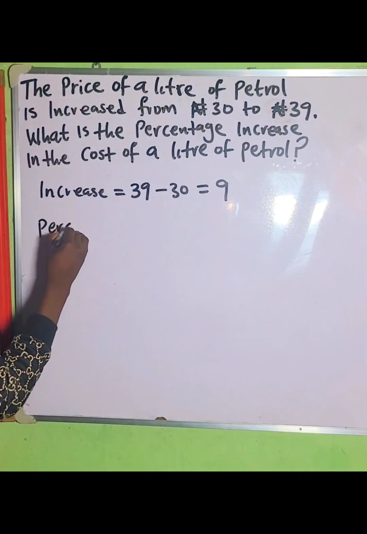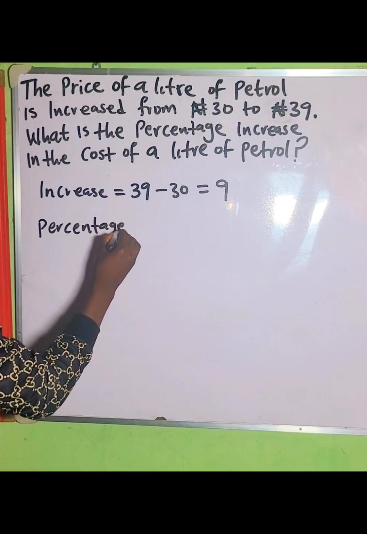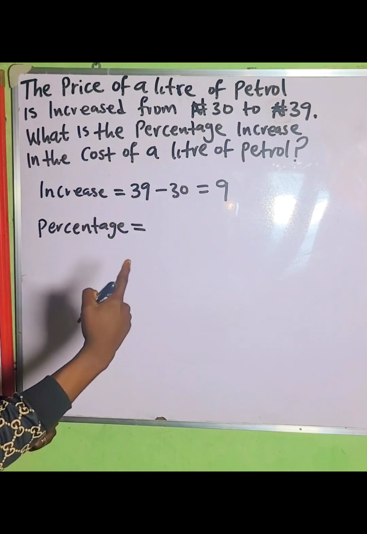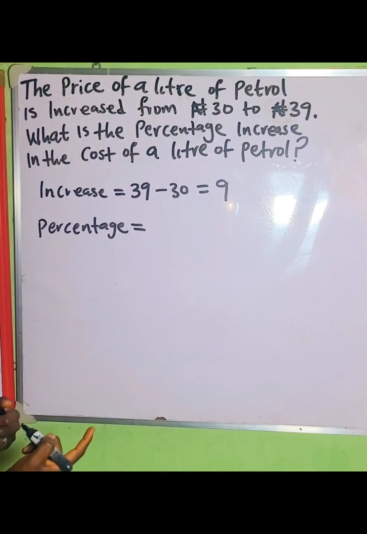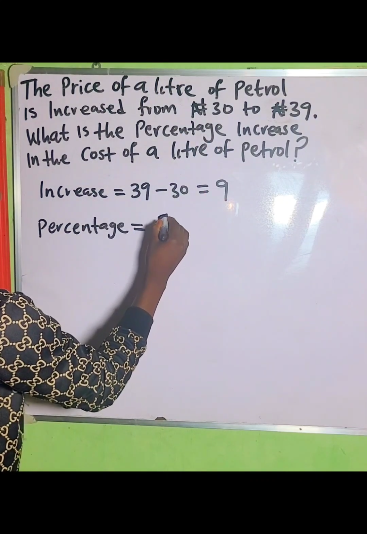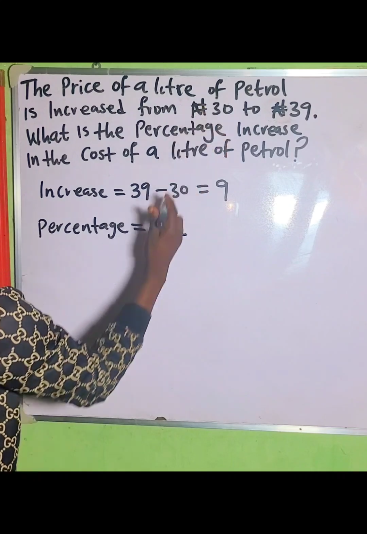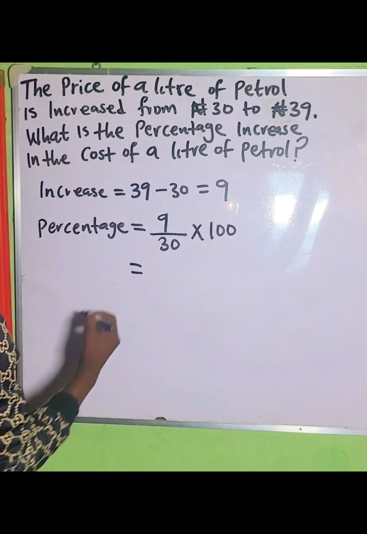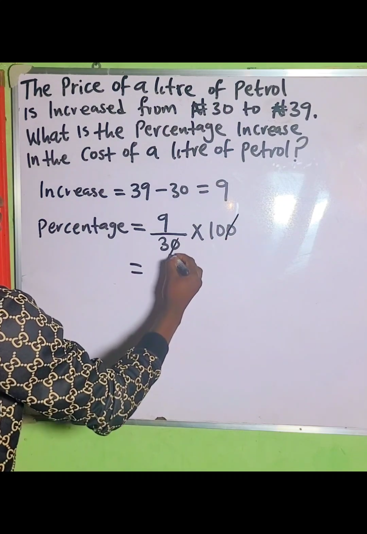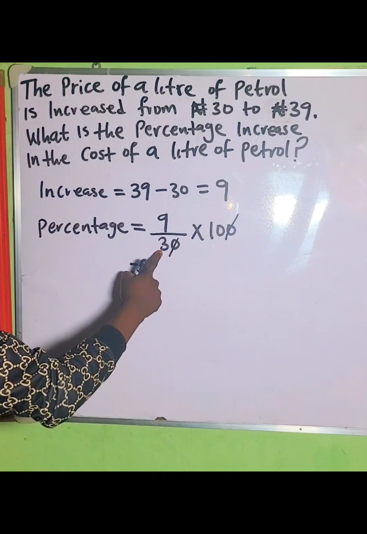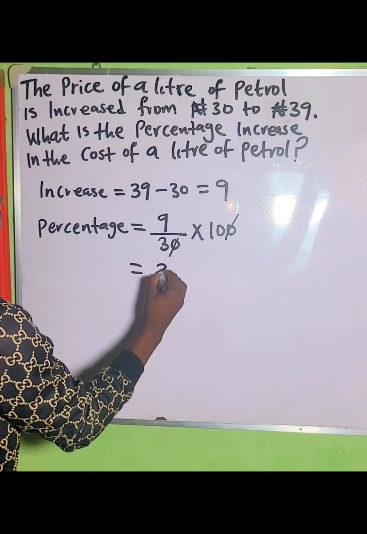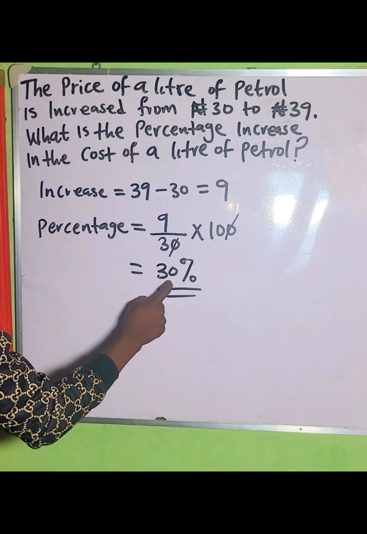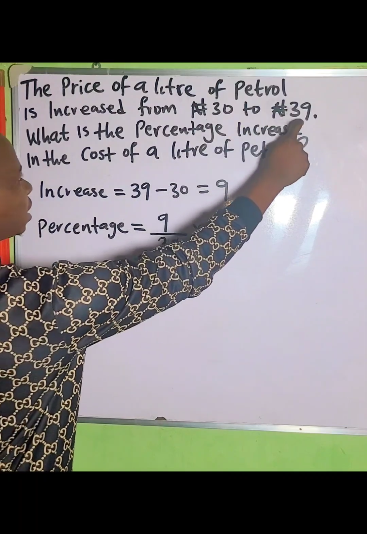Now, the percentage increase is going to be equal to the increase divided by the original price, multiplied by 100. So the increase is 9 naira over the original price of 30 naira, then multiplied by 100, which is going to be equal to, this 0 is going to cancel this 0. 9 divided by 3 is 3. Then 3 multiplied by 10 is going to give us 30%. So therefore, the percentage increase is 30% from 30 naira to 39 naira.